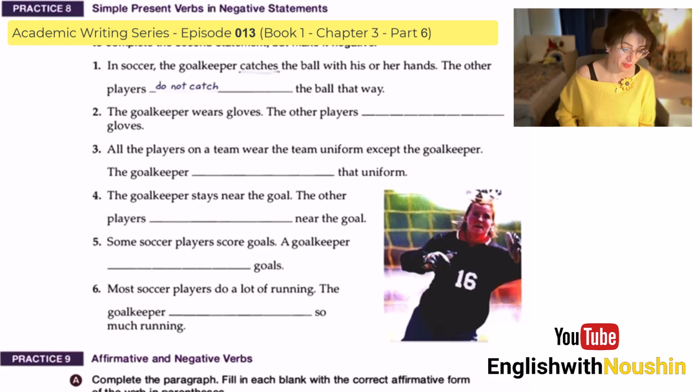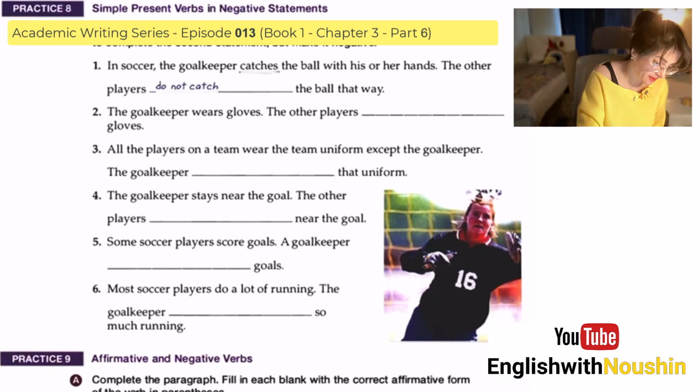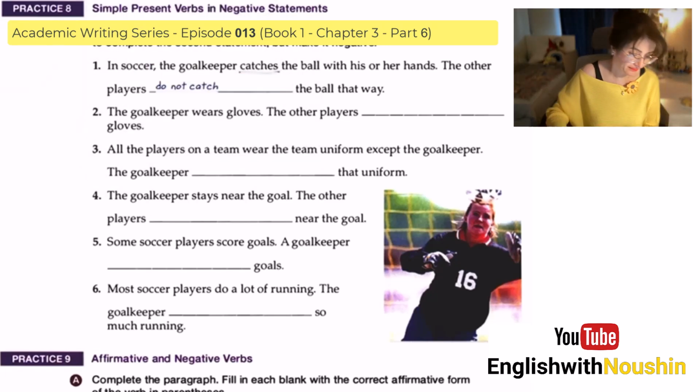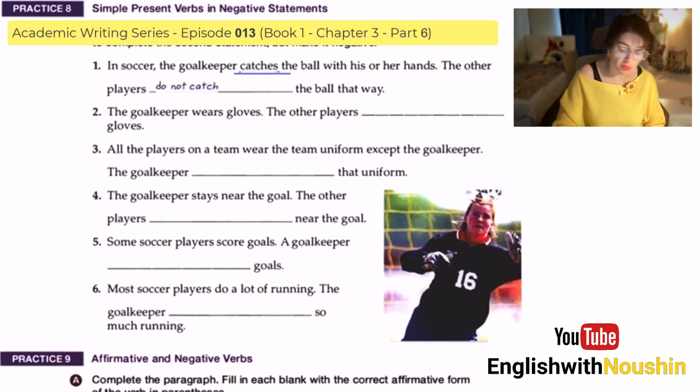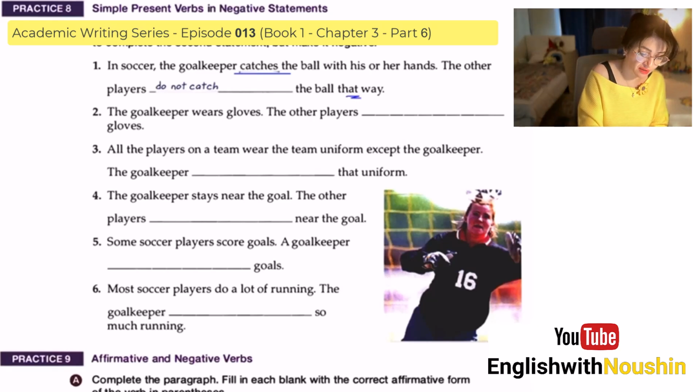We're back. So, number 1. In soccer or football, the goalkeeper catches the ball with his or her hands. The other players do not catch the ball that way. The negative form: do plus not plus the base.